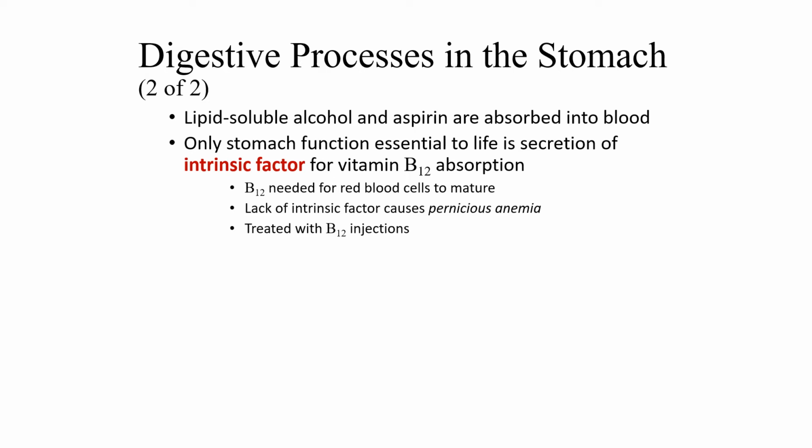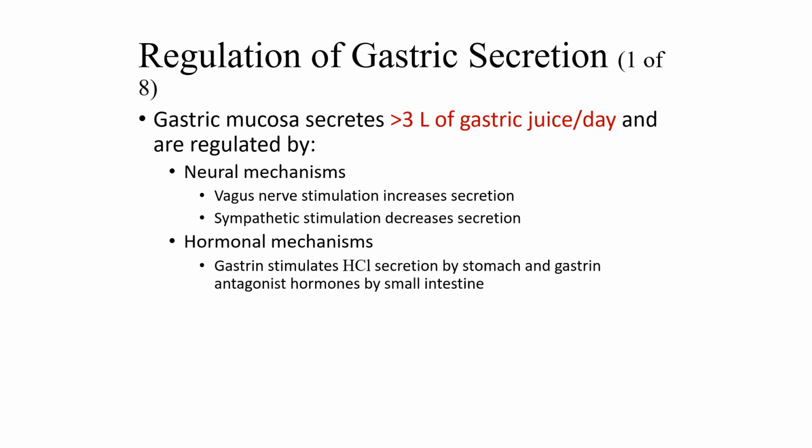So we have to give them B12 shots that can be absorbed directly into the musculature and then into the capillaries in the musculature so that they don't have anemia. This kind of anemia is called pernicious anemia, and it can be deadly. Another fascinating fact is you produce a little more than 3 liters of gastric juice a day. So that would be about 3 quarts of gastric juice a day.